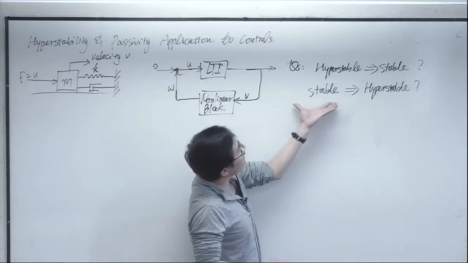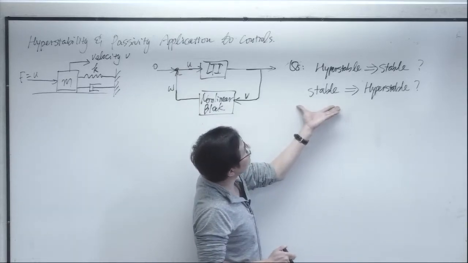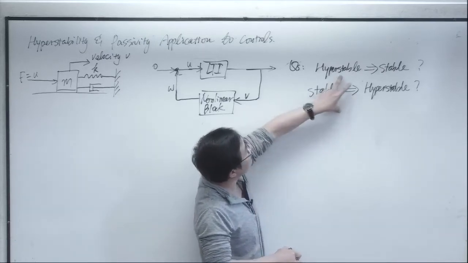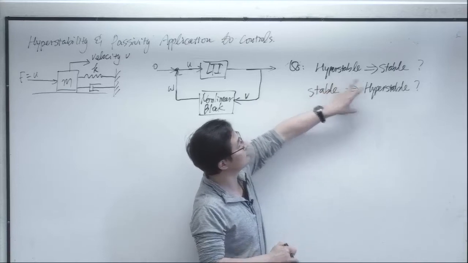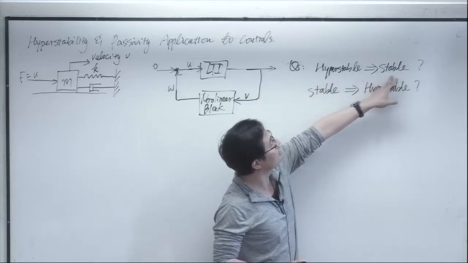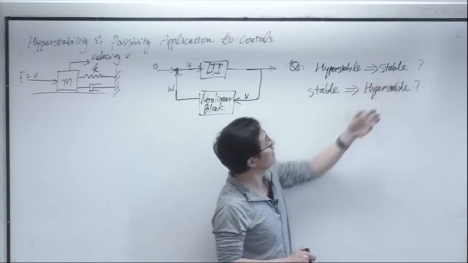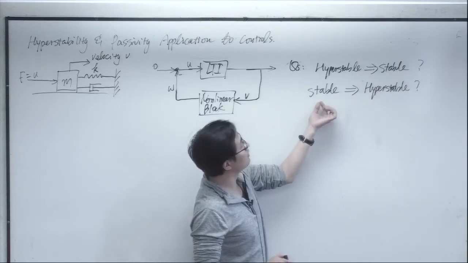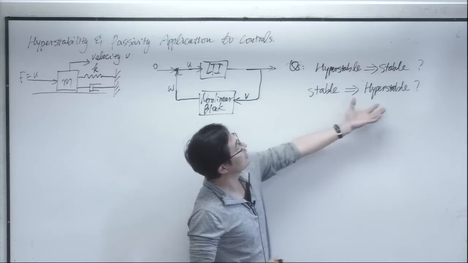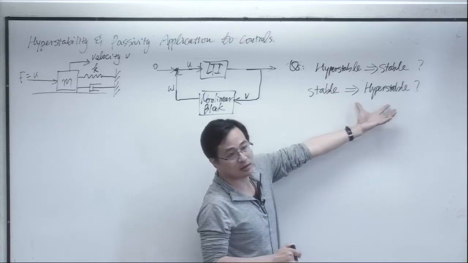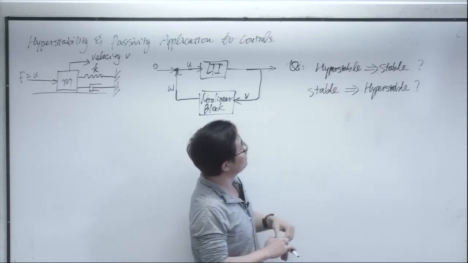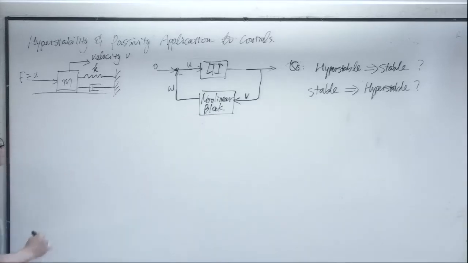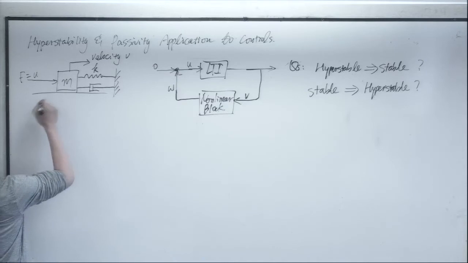And along the way, let's think about this question. If we have a hyperstable system, can we imply stability? And is the converse also true: if we have a stable system, can we say it is hyperstable? Think about these two as we work on this problem. Let's start with this example first.